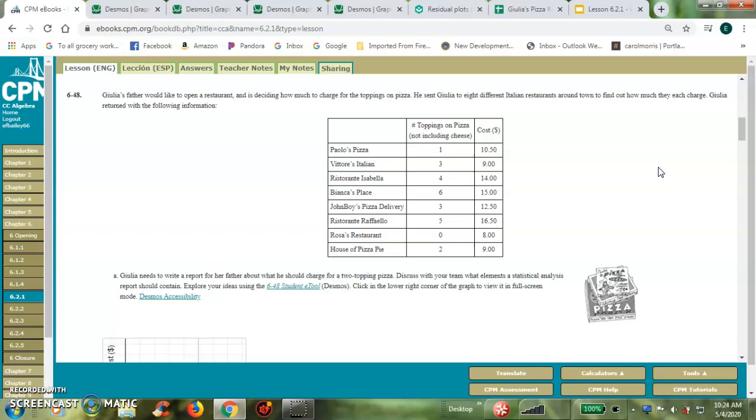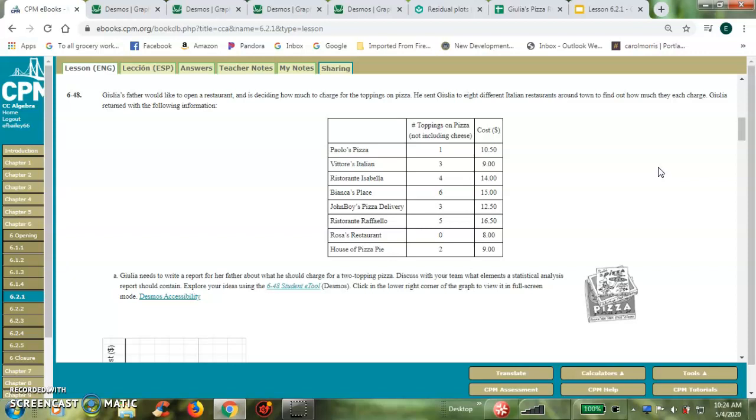Julia's father would like to open a restaurant and is deciding how much to charge for the toppings on pizza. He sent Julia to 8 different Italian restaurants around town to find out how much they each charge. Julia returned with the following information. You can see the information there in the chart. Basically, she took down information about what they charged for 1, 2, 3, 4, 5, up to 6 toppings, and even one, Rose's Restaurant, 0 toppings.